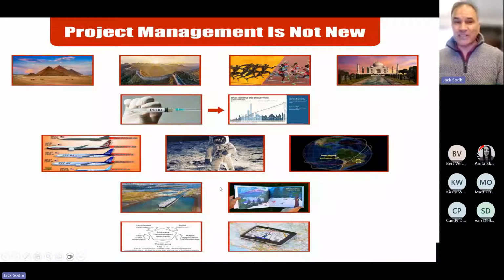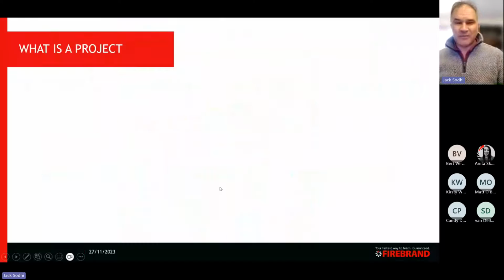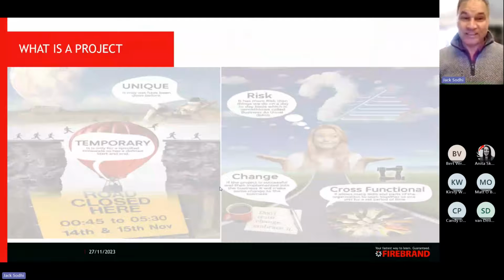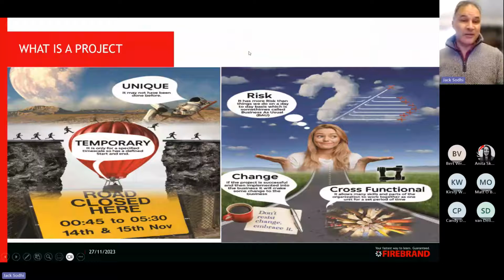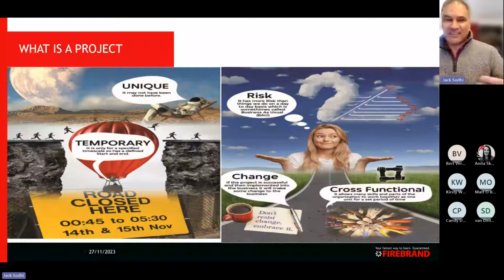So looking at what a project is: something which is unique. Unique means we may never have done it before in its entirety, or it may be just elements of that which are unique. It's temporary, it's got a start and an end. We need to have an end date for it, otherwise it'd be continuous business. Because it's temporary and unique, it involves a bit more risk. And the ultimate goal is that it does some sort of change.